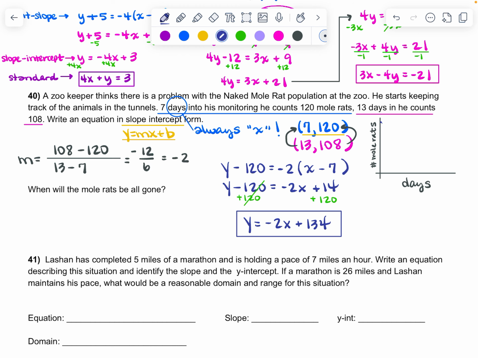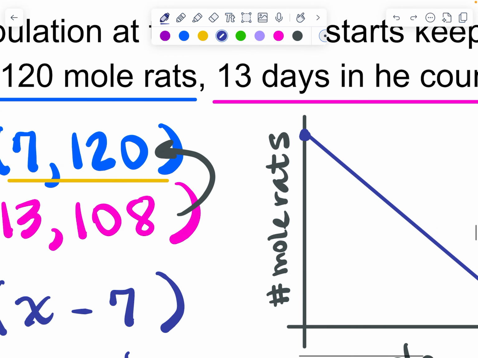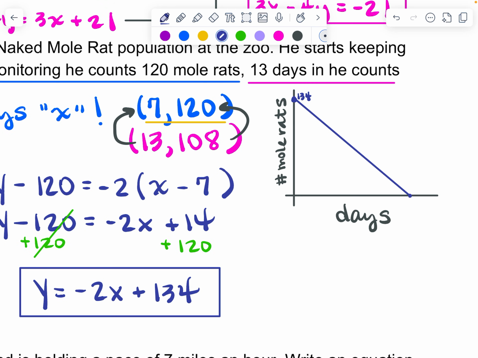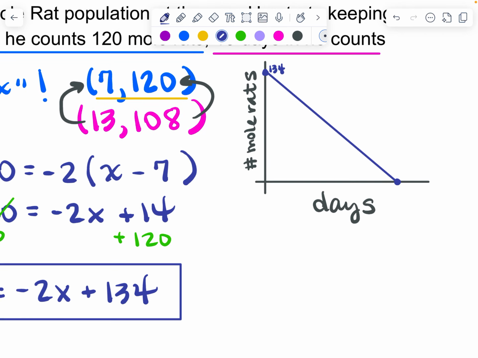All right, then it says, so here we go. Let me just kind of graph this situation, right? So this is kind of what our graph is going to look like. So we started off with 134 mole rats. Can you read that? That's really tiny. This is 134 mole rats on day 0, right? And then they're declining, declining, declining. And if they don't do anything, eventually they're all going to die off, right?